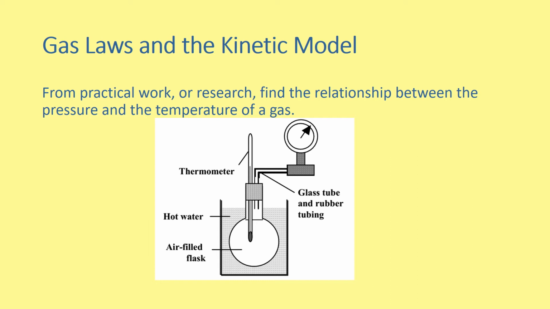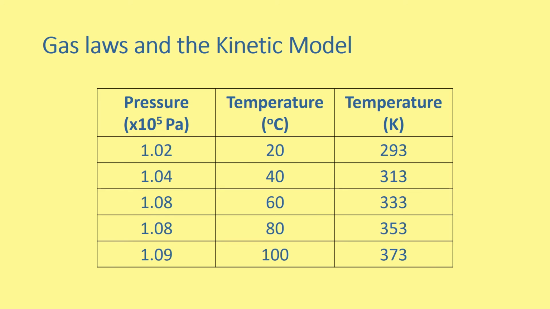Familiarise yourself with this diagram. The gauge at the top right is designed to measure pressure, and the thermometer measures the temperature of the air in the flask. Compare the left-hand column, pressure, with the right-hand column, temperature in kelvins.